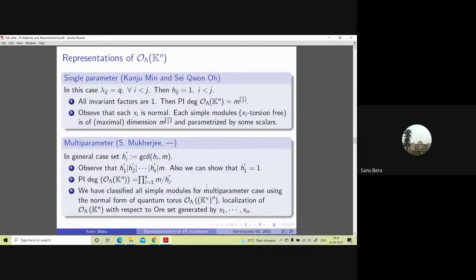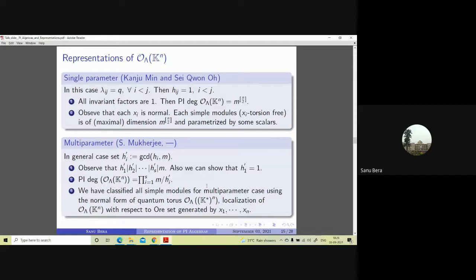by some scalar parameters. In recent times, Snehasis and I are working on that algebra. Ashish sir proposed that algebra to work on the multi-parameter version. For the multi-parameter version, we have just calculated the PI degree, but that PI degree completely depends on the invariant factors, because the invariant factors cannot be computed explicitly in general for lambda ij.